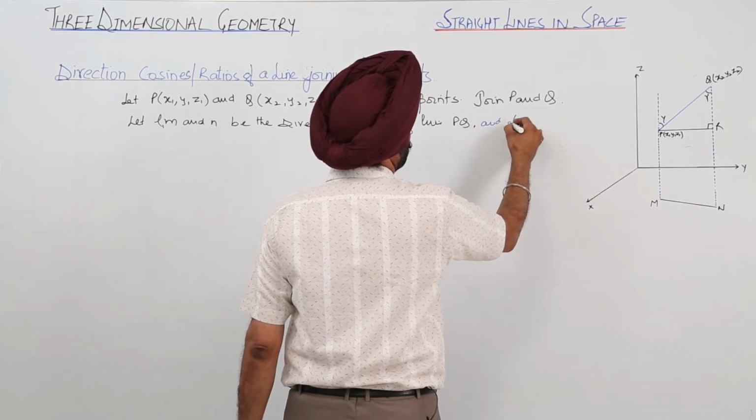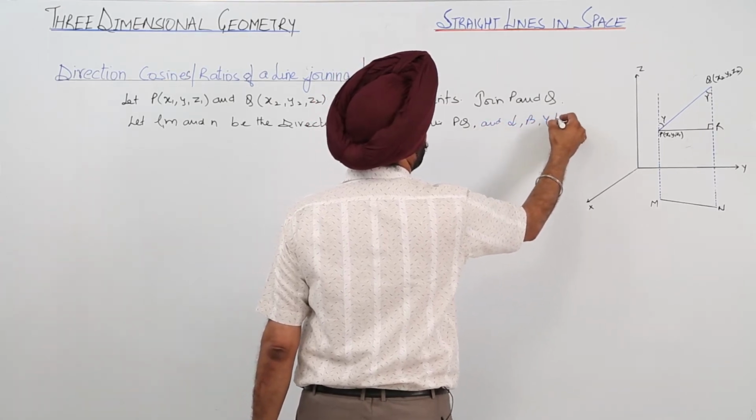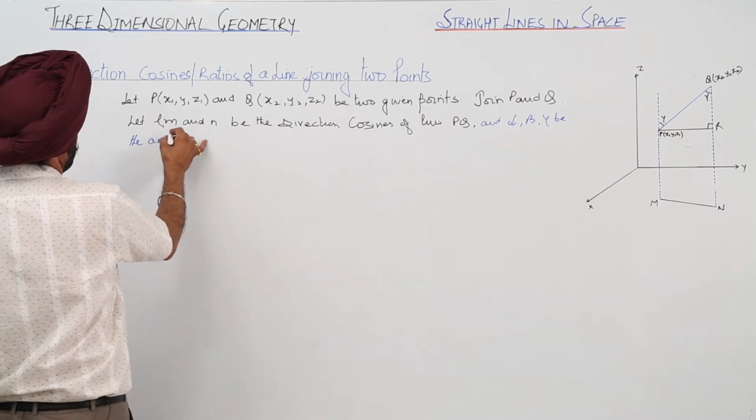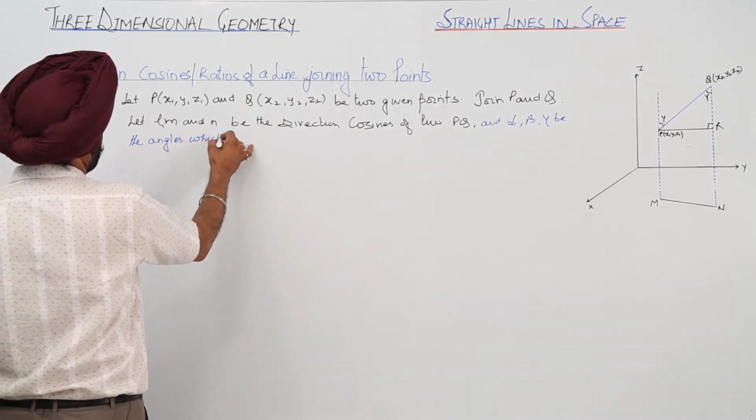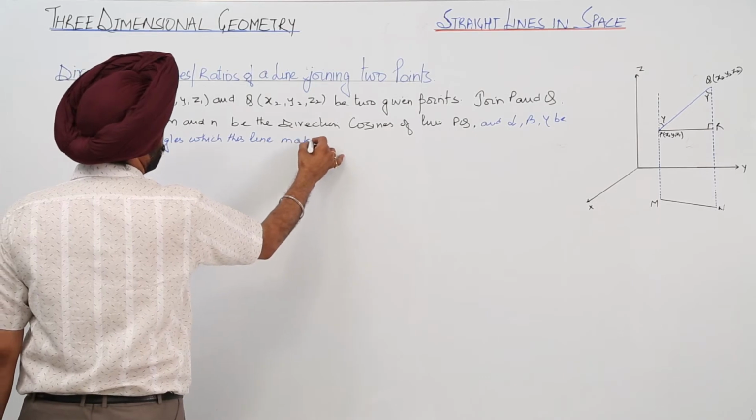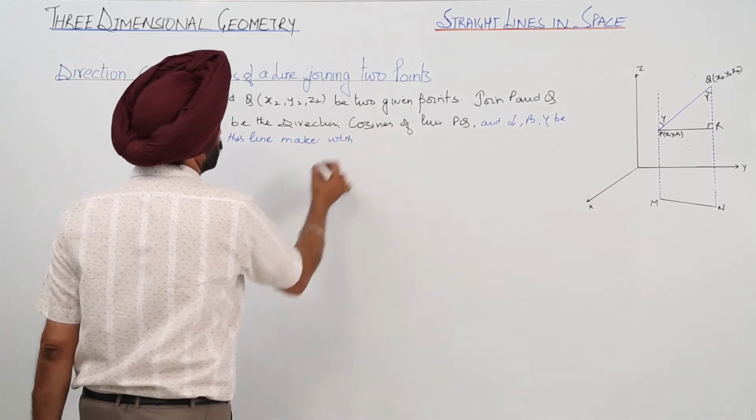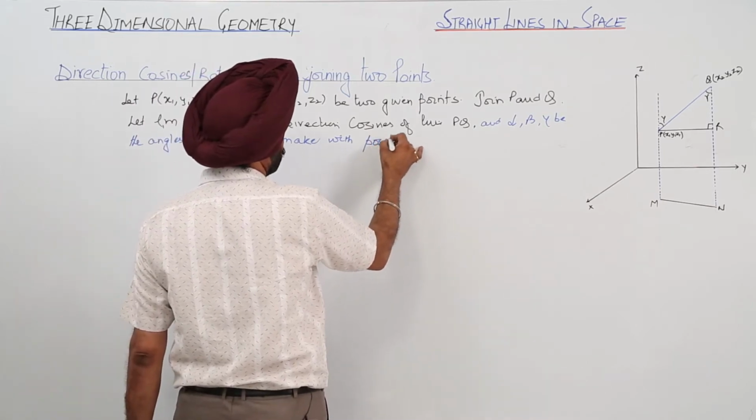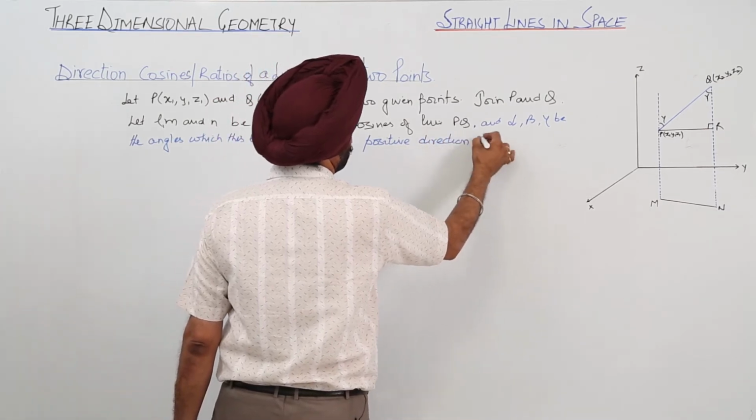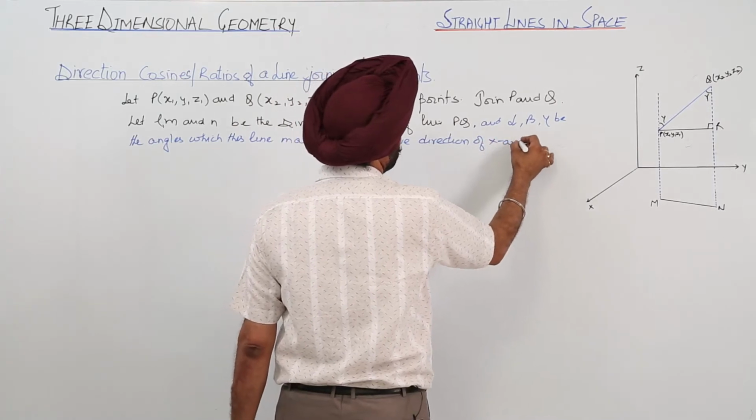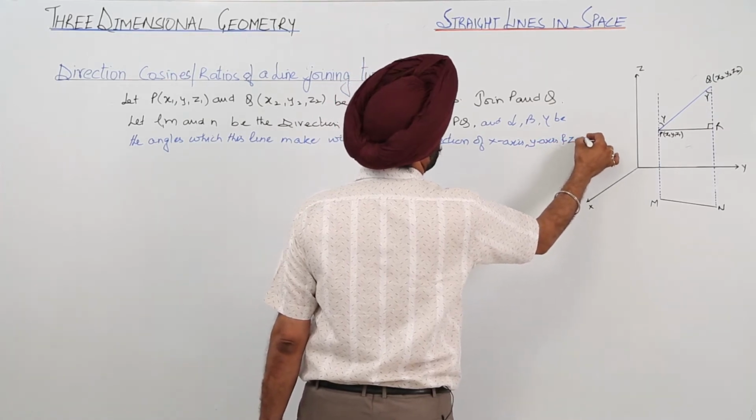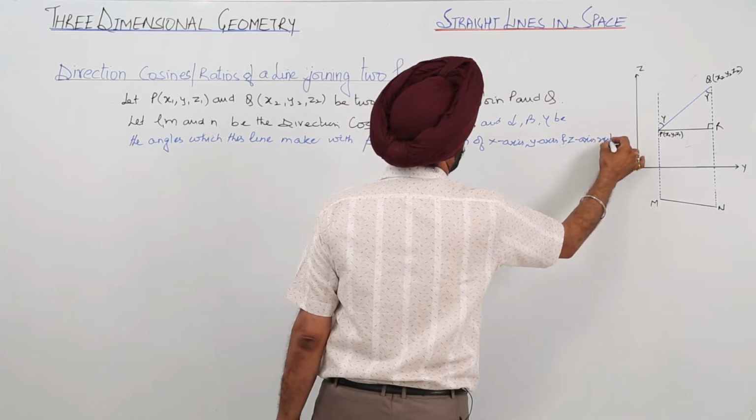And alpha, beta, gamma be the angles which this line makes with the positive direction of x-axis, y-axis and z-axis respectively.